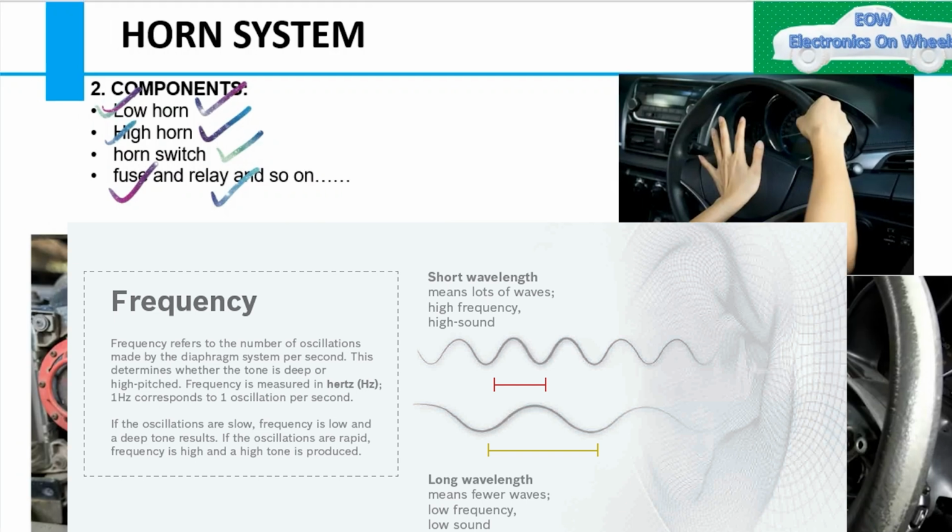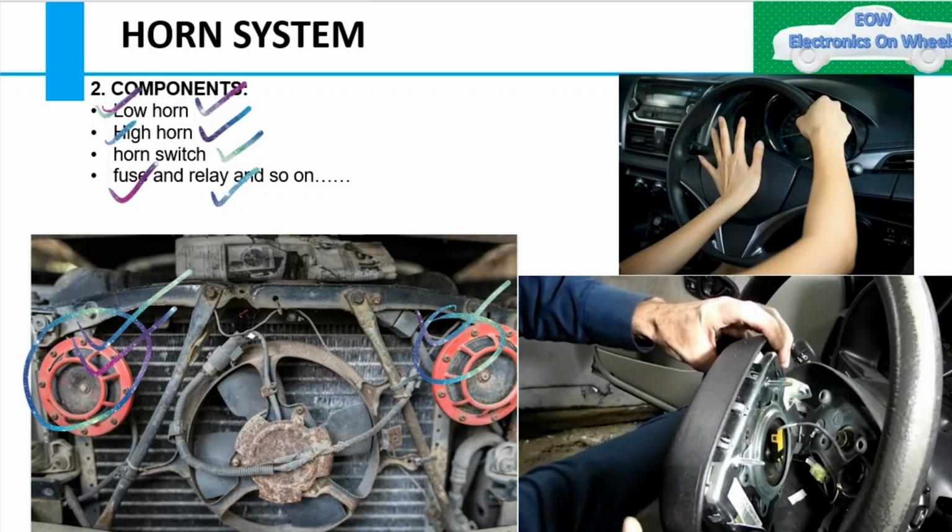For example, if we take 400 hertz as a lower pitch, then 500 would be a higher pitch. In most OEMs you will see two horns: one is the low horn, using the low frequency, and the other is the high horn, using the high frequency. This is the combination. You can see the location of the horn as well, when you press the horn on the steering wheel, and inside it is what we call the clock spring. These are the components of the horn system.